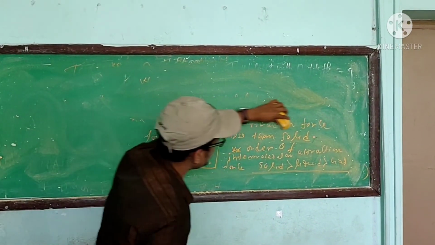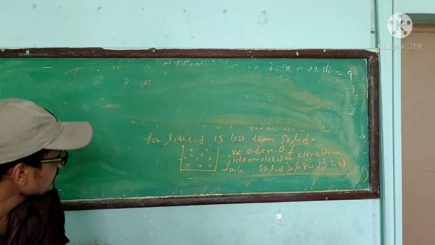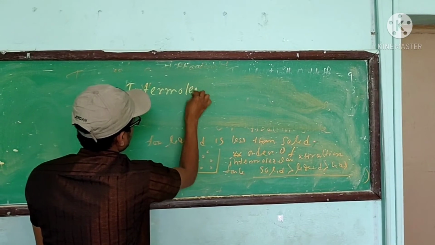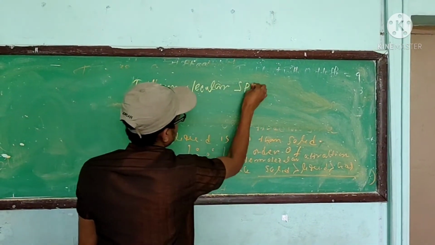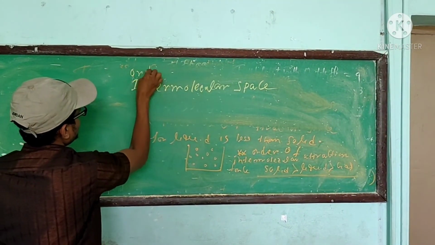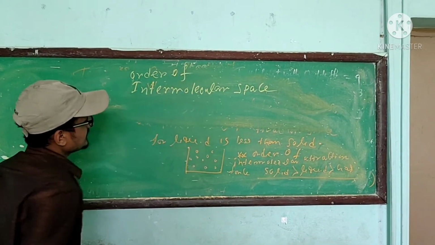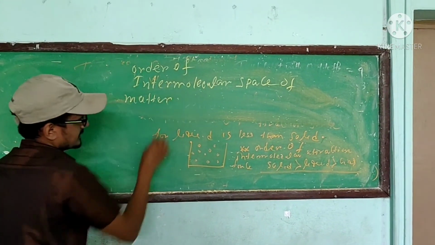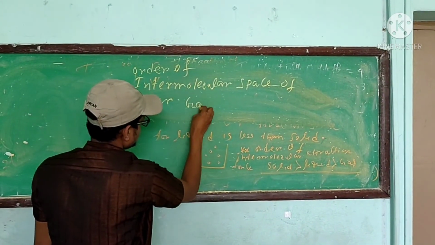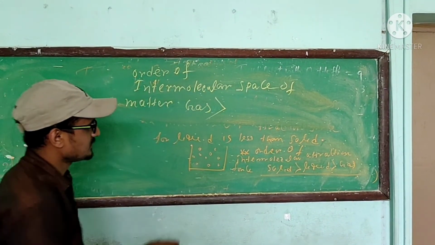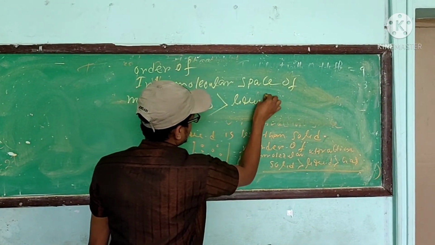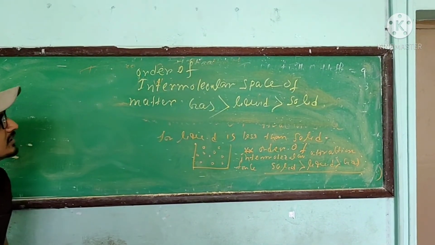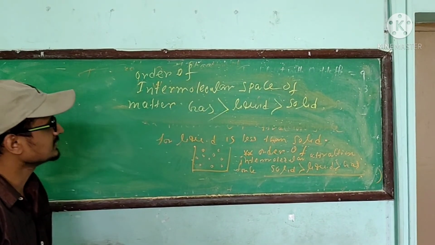Again, it will be reversed for the intermolecular space. The order of intermolecular space of matter is reverse. It is highest for gas, then liquid, then solid. That is why the volume of gas is highest, then liquid, then solid.